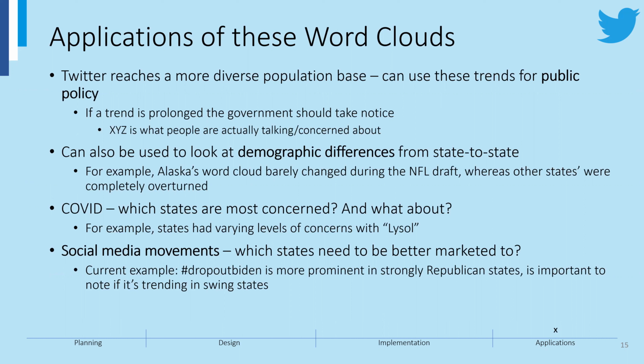And then beyond that, we can look into social media movements and things like politics. For example, right now the hashtag dropout Biden is very prominent in heavily Republican states, whereas Biden's campaign can look at things like swing states to see if this is a concern in those states. These are just some examples, but obviously there are a lot more that it can be used for.